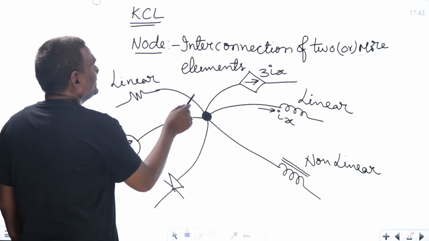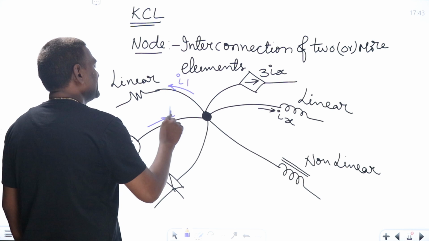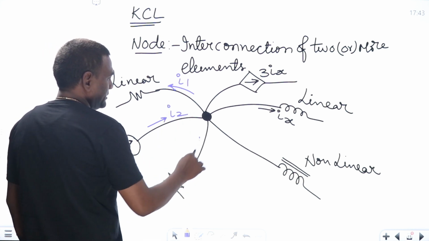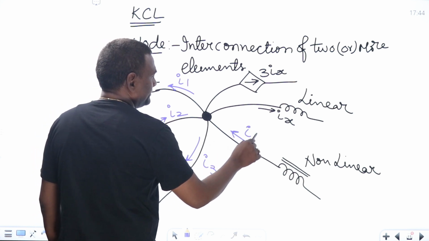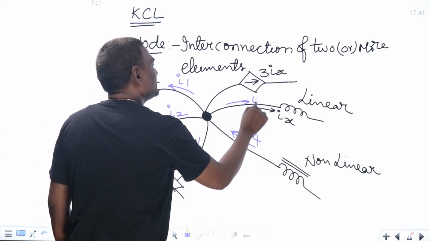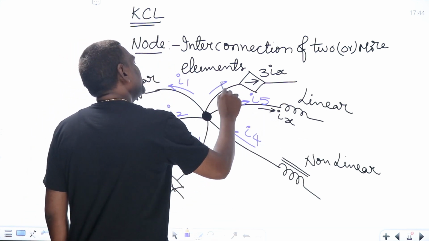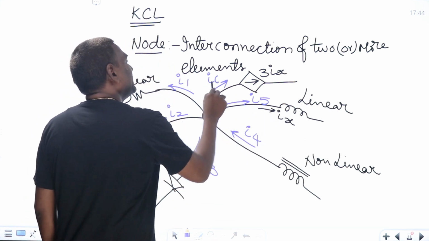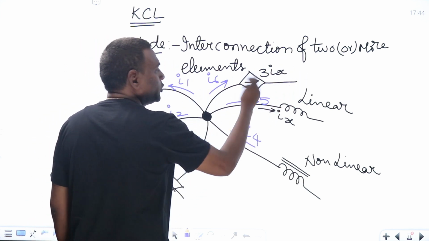Now, let me think of currents. Okay, for example, this current is flowing in this direction I1, and this current is coming in this direction I2, and this current is going in this direction I3. This current is coming in this direction I4, and this current is coming in this direction I5. I5 is nothing but Ix. Okay, and this current is flowing in this direction I6. I6 is nothing but 3 into Ix. Ix is nothing but I5. So I6 is going to be 3 into I5.